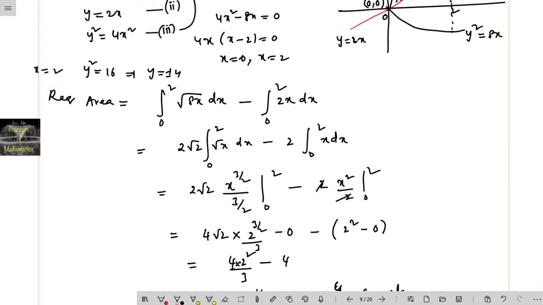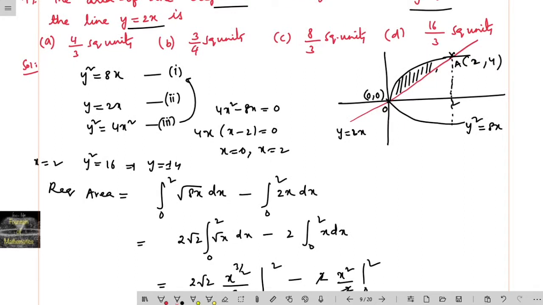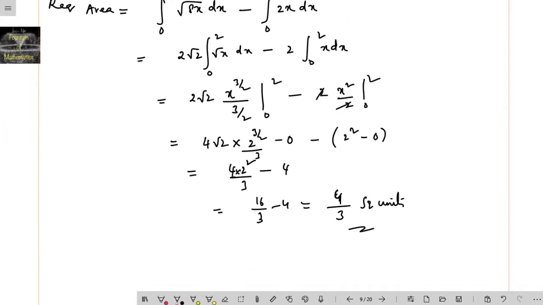So where is the answer 4/3? Which option is 4/3? So the first option. So we can say the first option is the right answer. Right? Let's see the next question.